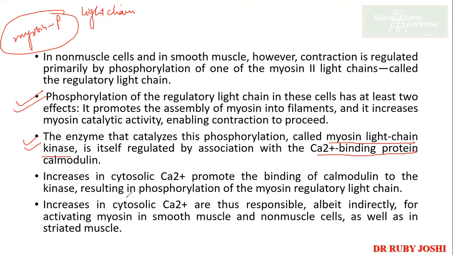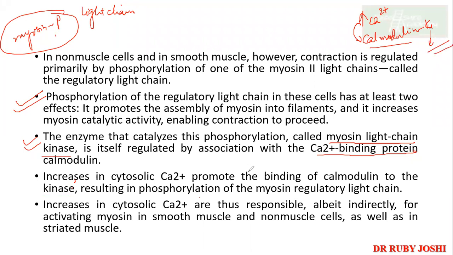Now, when there is an increase in the cytosolic calcium, it promotes the binding of calmodulin to the kinase, which results in the phosphorylation of the myosin regulatory light chain. Did you get it? As soon as there is an increase in the calcium 2 plus level in the non-muscle cell, this results in the activation of calmodulin. The more calcium there is, it goes and binds to the calcium binding protein known as calmodulin. Now this is going to activate your kinase. Which kinase? Myosin light chain kinase, eventually resulting in the phosphorylation of the myosin regulatory light chain.